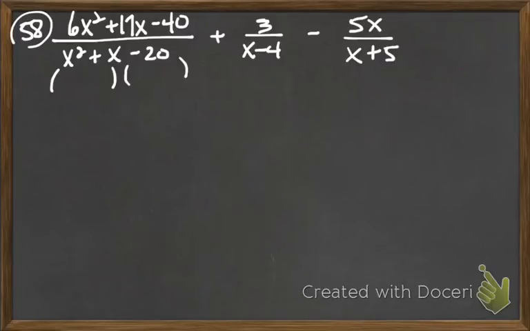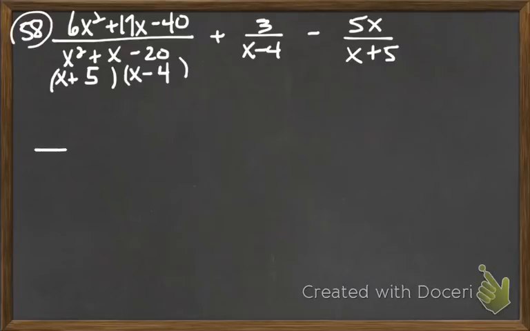20 is negative, so my signs are different. And how's that trinomial going to factor? Come on, plus what? Plus 5 minus 4. Okay? What if you factor wrong? If you factor wrong, then your common denominator is going to be wrong. So make sure that you factor, take your time and make sure you factor correctly.